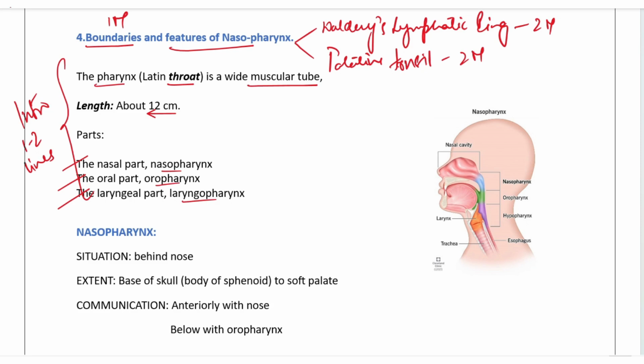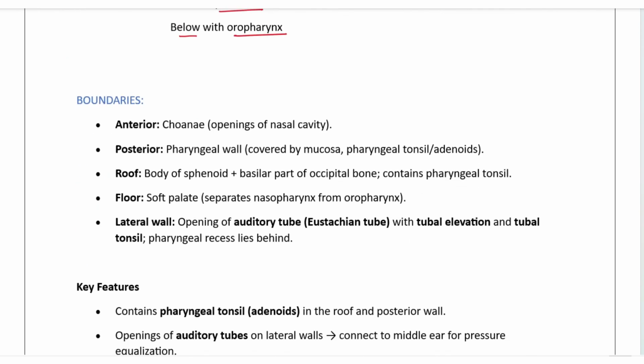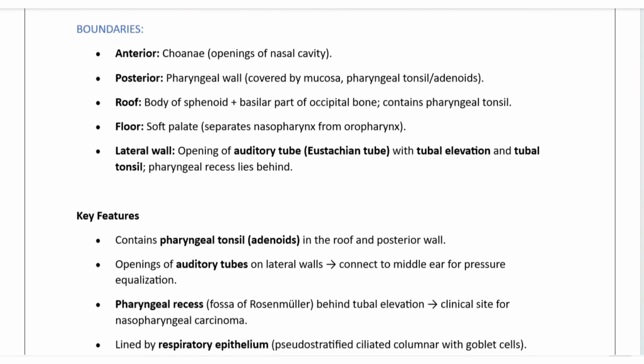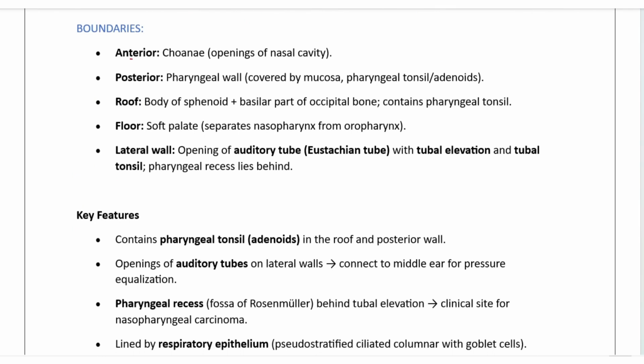The nasopharynx is situated behind the nose. It extends from the base of the skull, from the body of sphenoid to the soft palate, as we see here. It communicates anteriorly with the nose and below with the oropharynx. Coming to the boundaries, anteriorly it communicates with the choanae, that's the opening of the nasal cavity. Posteriorly with the pharyngeal wall. Roof is formed by the body of sphenoid and basilar part of the occipital bone. Floor is formed by the soft palate.